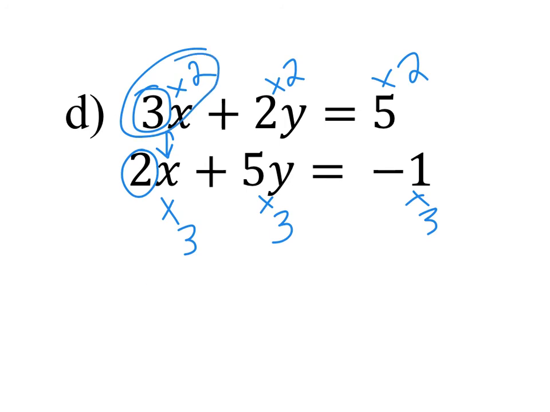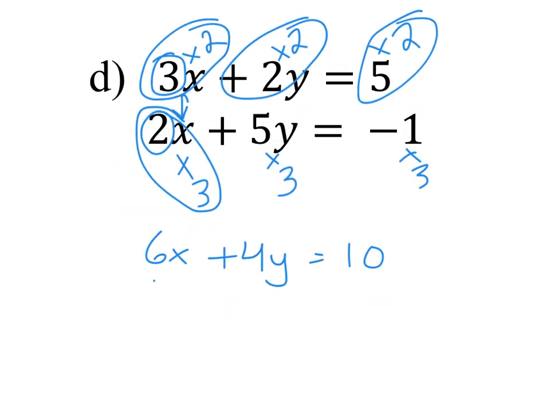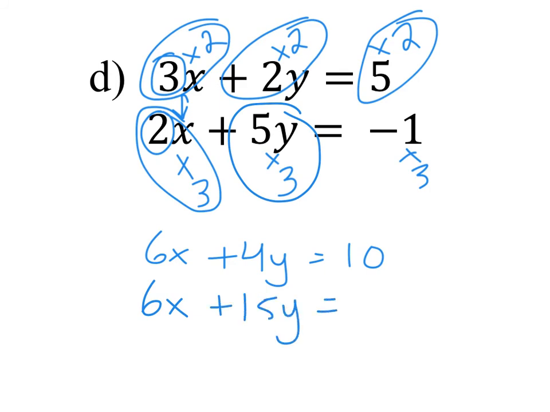3x times 2 is 6x. Positive 2y times 2 is positive 4y. 5 times 2 is 10. My first equation's done. Let's look at my second equation. 2x times 3, and here it is, 6x, now they're the same. 5y times 3 is 15y. Negative 1 times 3 is negative 3.